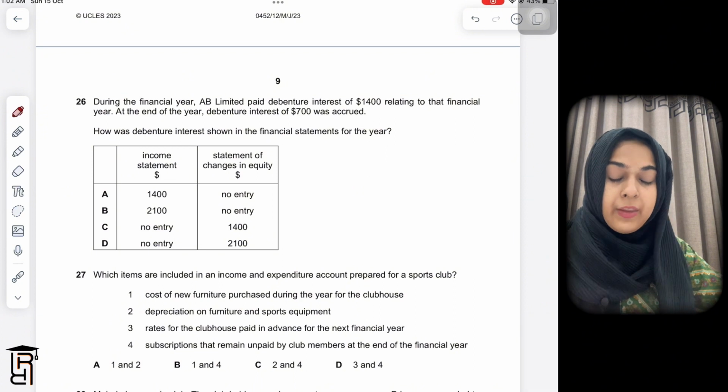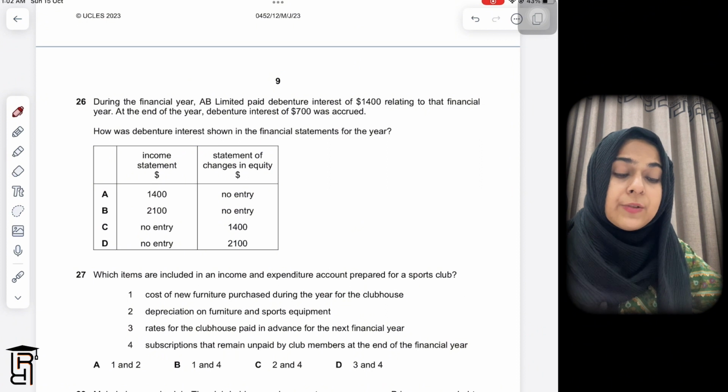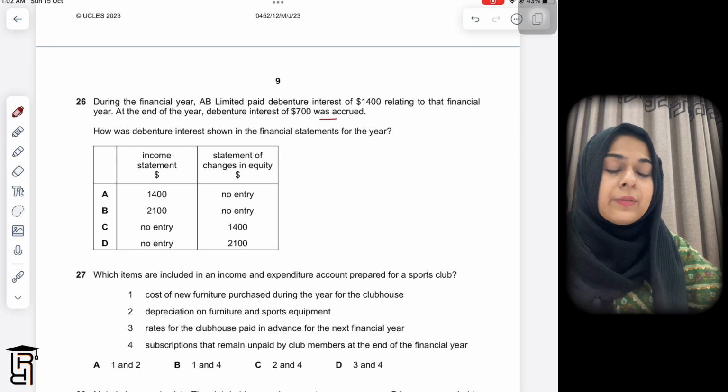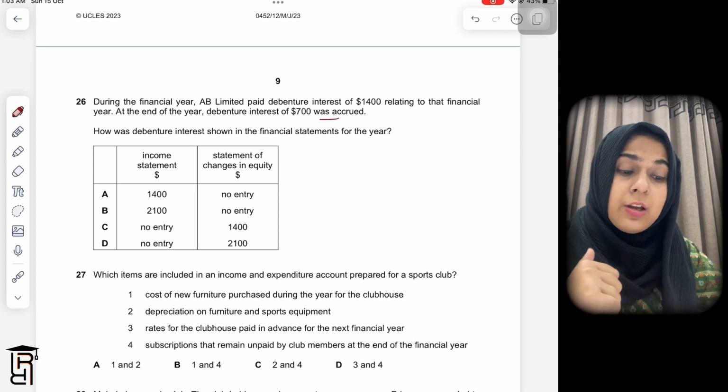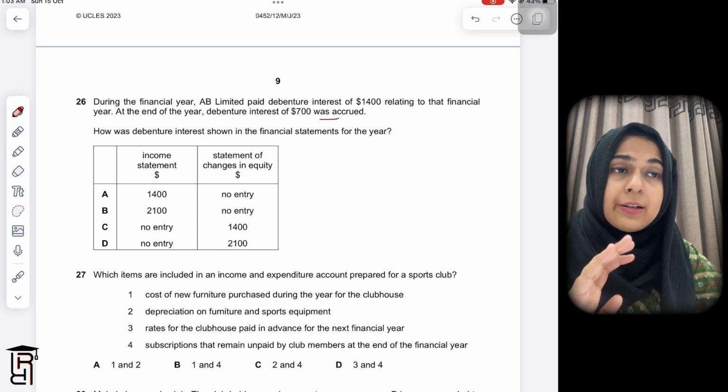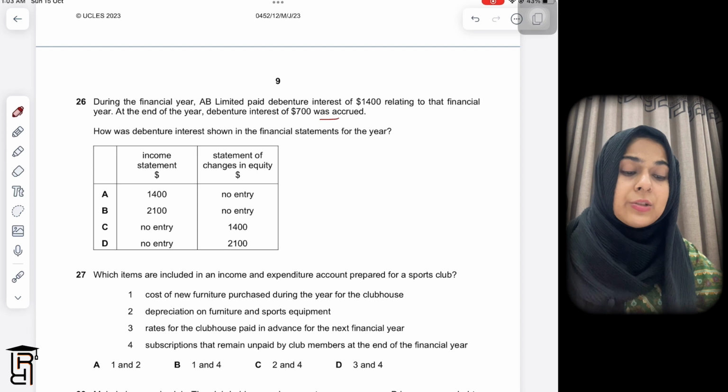Then question number 26 says that during the financial year, AB Limited paid debenture interest of 1400 relating to that financial year. At the end of the year, debenture interest of 700 was accrued. How was the debenture interest shown in the financial statements for the year? So accrued is always added. If there is an expense that is owing, accrued is the other name for owing. If you've incurred a greater expense but you have paid less, let's say because you've paid 1400 but you have incurred 2100, that is why 700 is accrued.